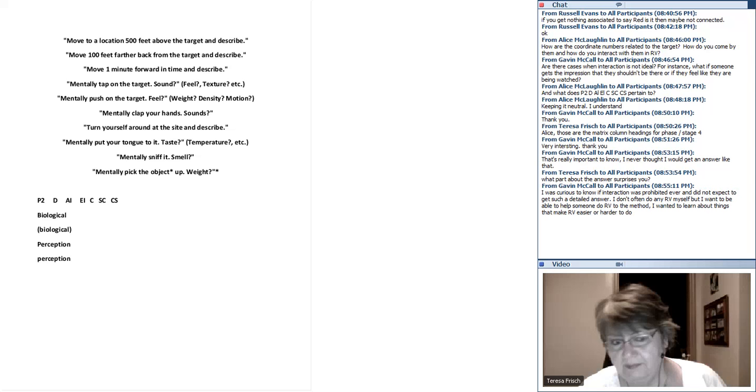Columns, okay, it's very interesting, it's important to know. This is extremely small print to me, so I'm having a hard time here. I was curious to know if interaction was prohibited ever, and did not expect to get such a detailed answer. Sorry. I don't often do any RV myself, but I want to be able to help someone do RV to the method. I wanted to learn about things that make RV easier or harder to do.